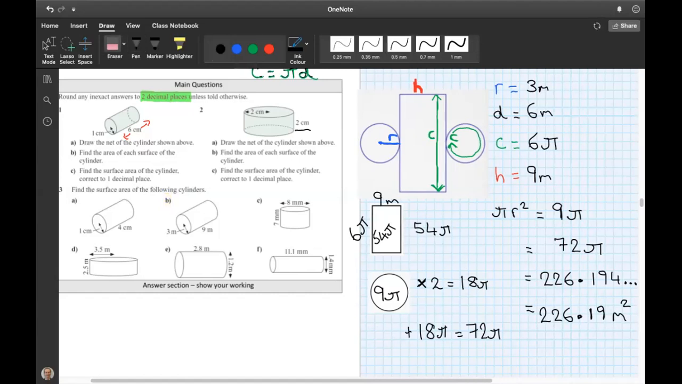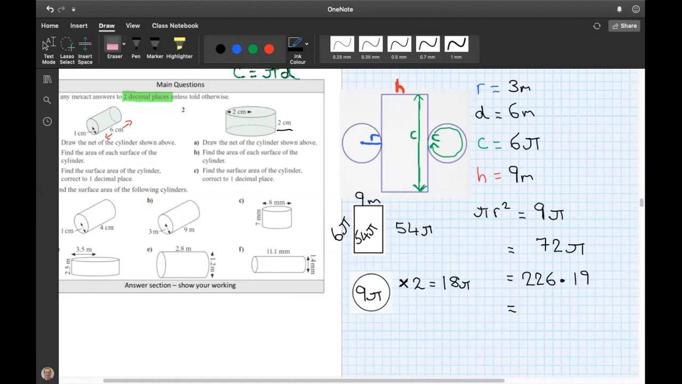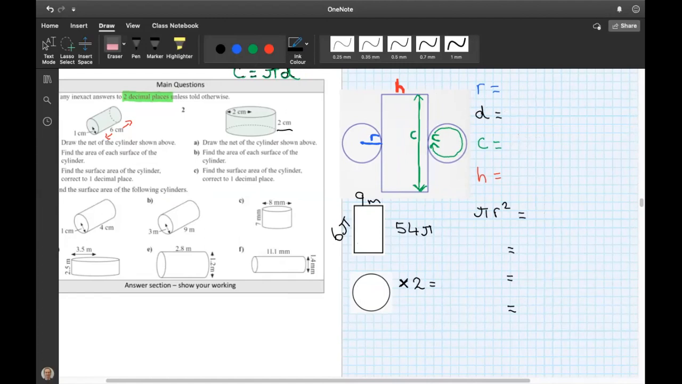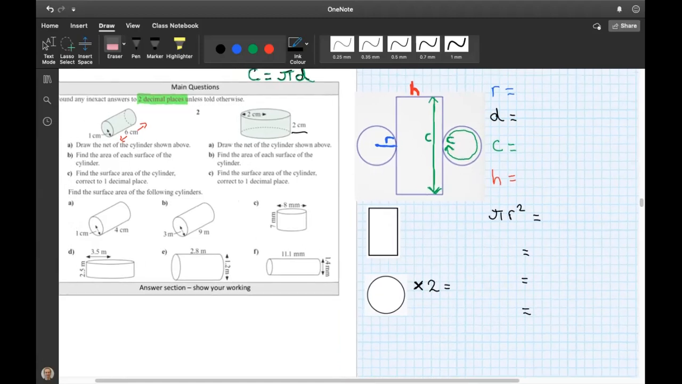Okay, on to the next one now, looking at question C. Now we've got different units again. This time we've got millimeters. Something else a bit different with this question is that we haven't been given our radius. We can still find our radius. We're just going to do our labeling in a slightly different order this time. We've been given the diameter here, so the first thing that we're going to label for this question is our diameter.